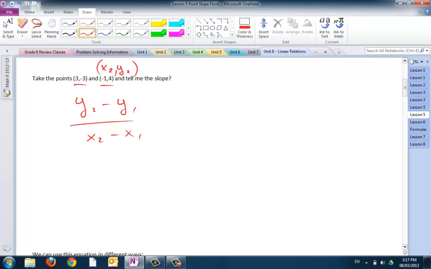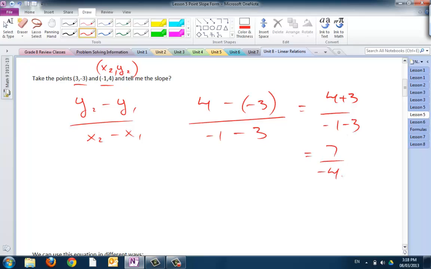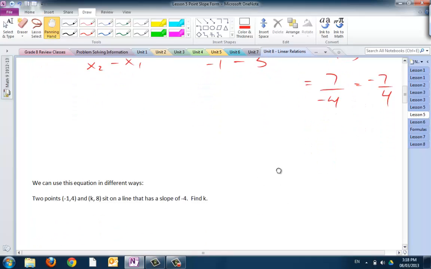Okay, so with that in mind, I am going to solve this. We put the 4 minus the -3 over -1 minus 3. Did I do that correctly? So that's my y2, that's my y1, that is my x2, and I did that correctly. So that's 4 plus 3 over -1 minus 3, which is equal to 7 over -4. So we have a slope of -7/4. All right, so why are we looking at that? Well, everything that we do today sort of revolves around that.